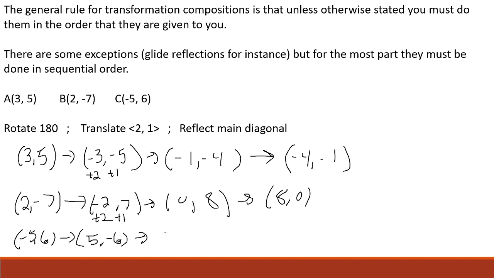Add 2, add 1, which I'm not going to bother writing down there. So it'd be 7, -5, and then swap. We get -5, 7. Okay. So again, one at a time, all the way through. No big deal. That's what a composition is.